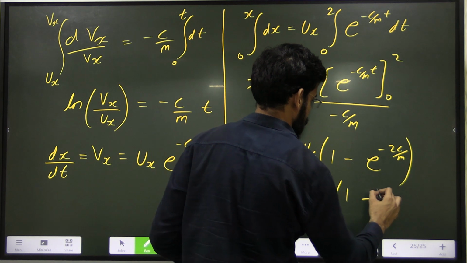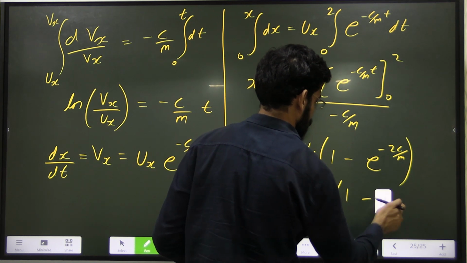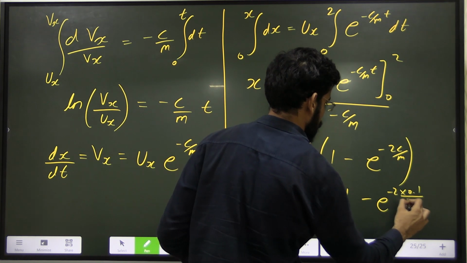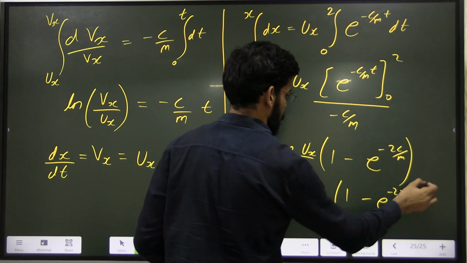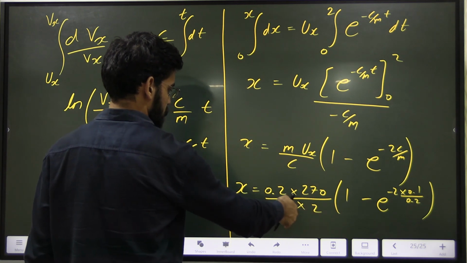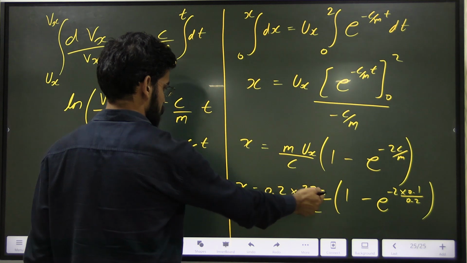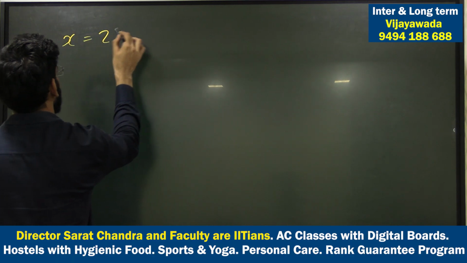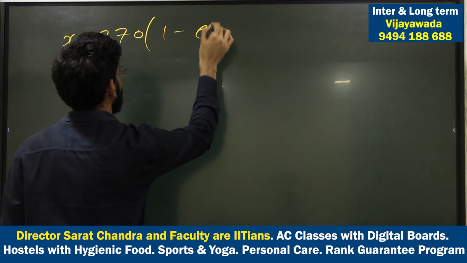1 minus e to the power minus 2 into c value 0.1 divided by 0.2. So here e to the power minus 1 only remains, right? And here also 0.2, this denominator got cancelled out. 0.1 into 2 is 0.2, so that got cancelled out, 270 only remaining. So here you have x equal to 270 into 1 minus e to the power minus 1.